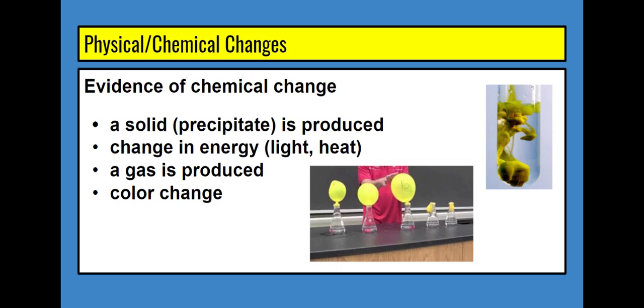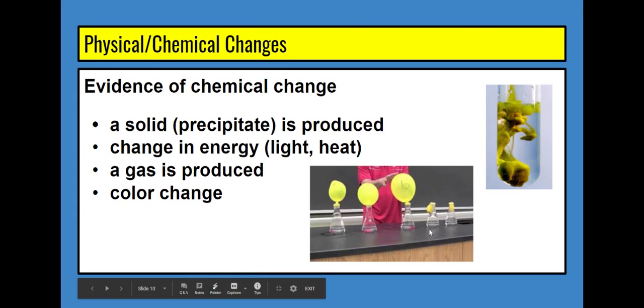So, evidence of a chemical change, since physical seems to be a little easier to spot, includes a solid is produced. Now, that solid is often called a precipitate or precipitate. Either one works. So if we look here, this is a precipitate, and that's basically whenever a reaction occurs and a solid material is formed, usually out of two liquids or two aqueous solutions. A change in energy, like light or heat, a gas is produced.